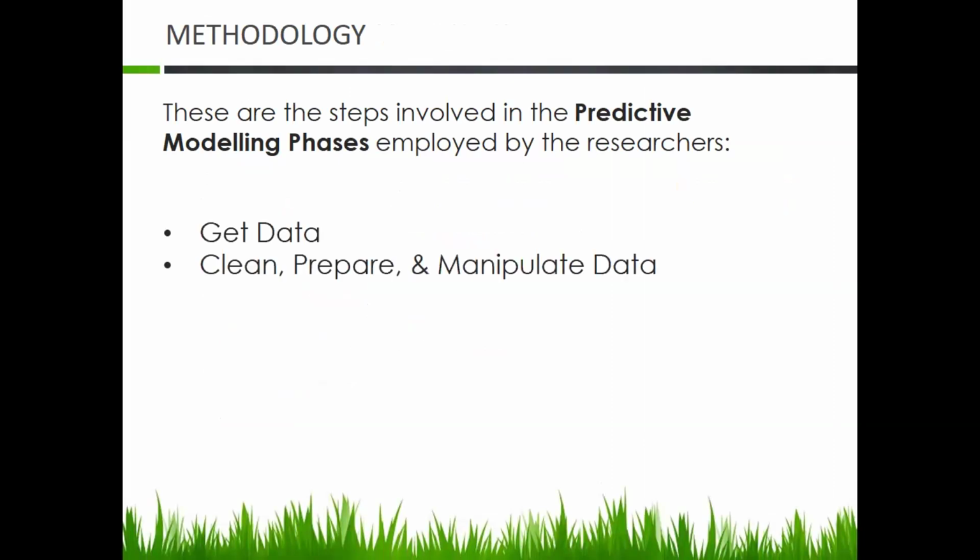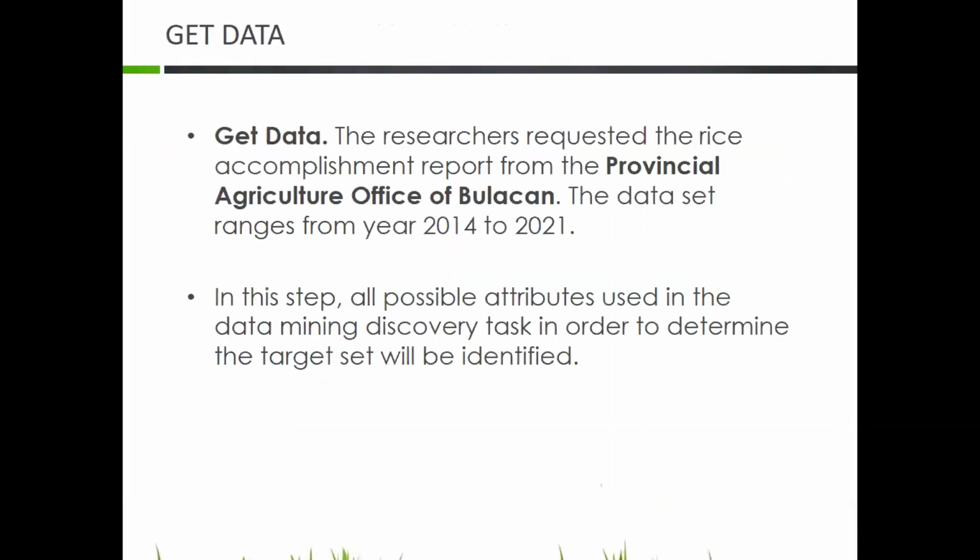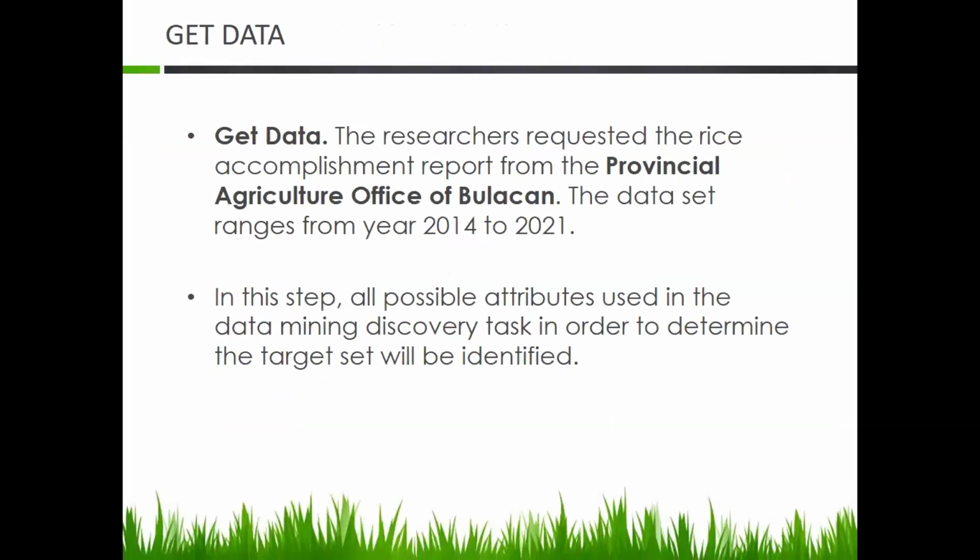So we get the data, we clean, prepare, and manipulate the data. We train the model, we test the data, and lastly is the prediction model. Now, in getting the data, we have requested the rice accomplishment report from the Provincial Agriculture Office of Bulacan. The data set ranges from year 2014 to 2021.